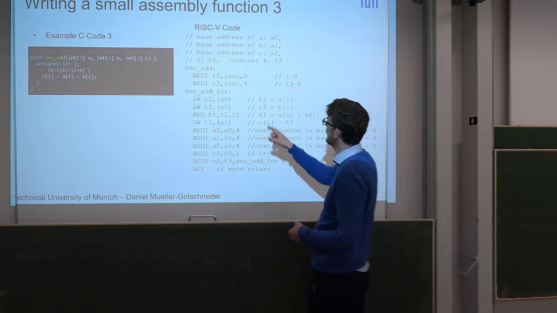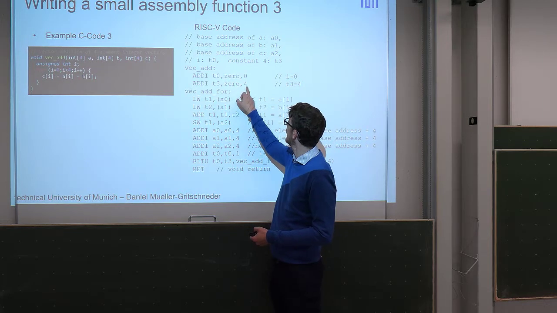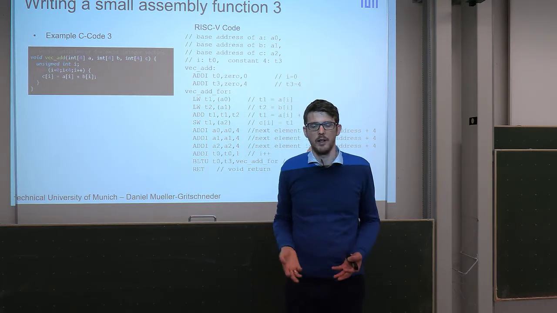The same is for this constant 4. You're saying the constant 4 is basically take 0 and add 4 to it, and then you have 4 in the register.